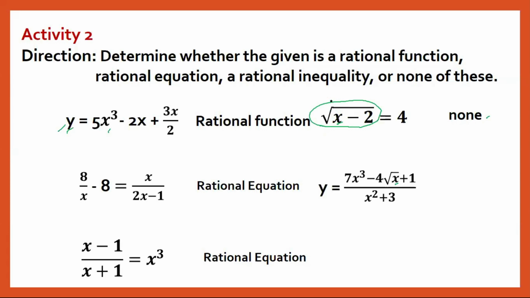Next, it involves two variables. It uses an equal sign, but look at this one. It involves a variable inside the radical sign. So the same thing with this one. So the answer is none. Lastly, it has only one variable, which is X, and it uses greater than or equal to. So obviously, it is an example of a rational inequality.